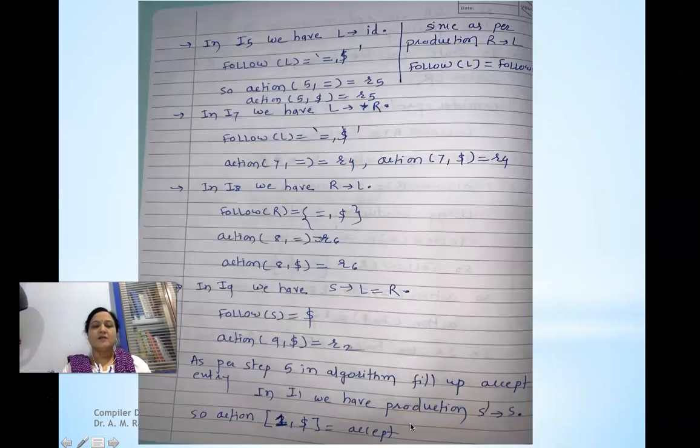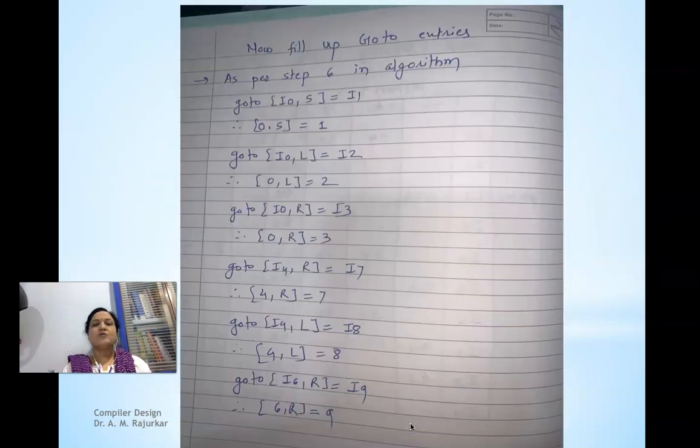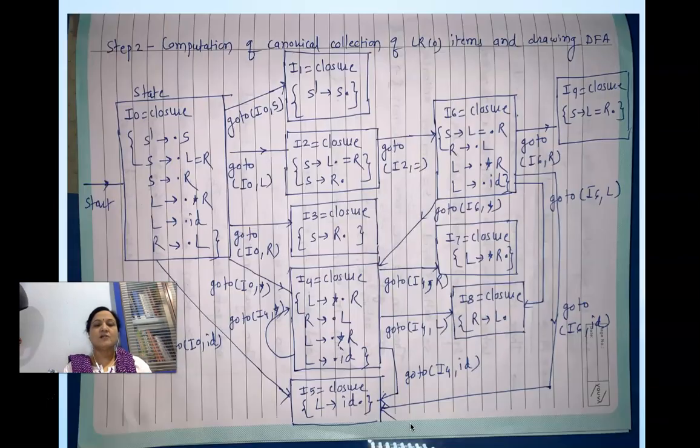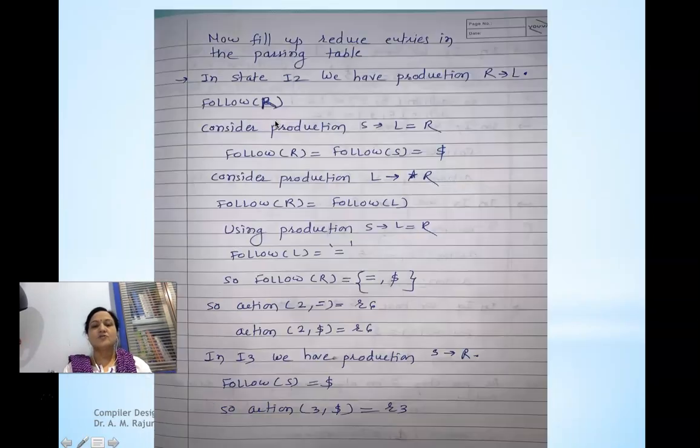Now after that we compute the go to entries. For go to entries in the table we have to see in the DFA where we are having transitions on non-terminals. See here, from I0 on S we are having transition to I1. Similarly from I0 on L we are having transition to I2. Similarly on R we are having transition to I3. So these are the three places where we are having transition on non-terminal. So fill up the go to entries.